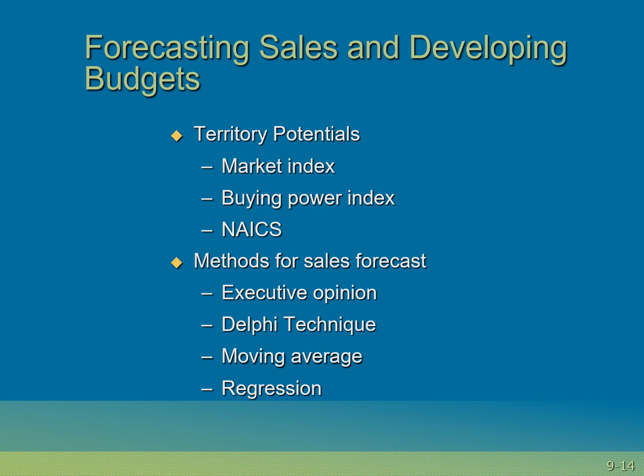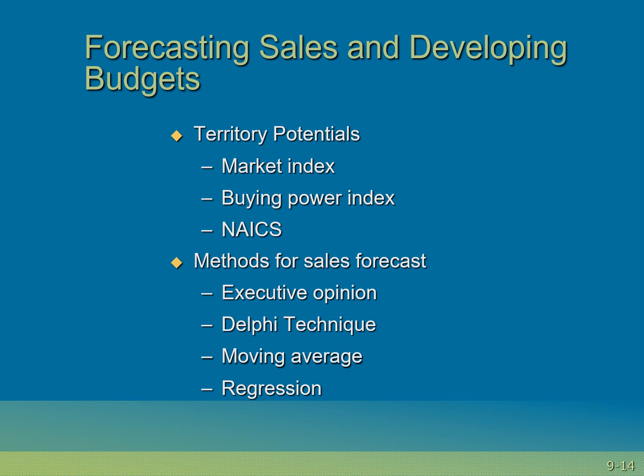And then we talk about forecasting sales and developing budgets in the last chapter. How to forecast the sales and develop budgets. You can estimate territory potentials, using the market index, the buying power index, and NAICS, the North American Industrial Classification Code, to determine or estimate territory potentials.